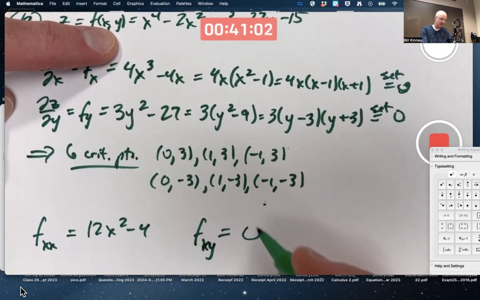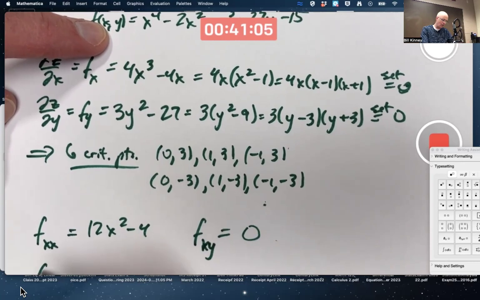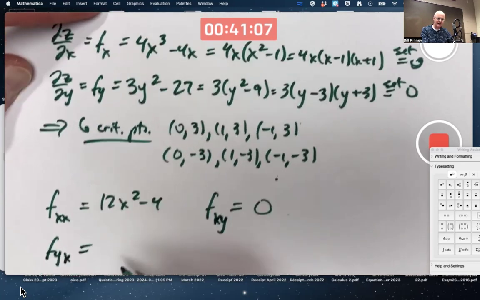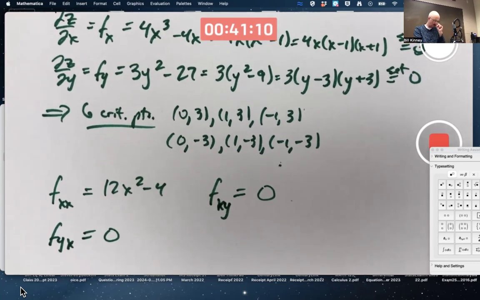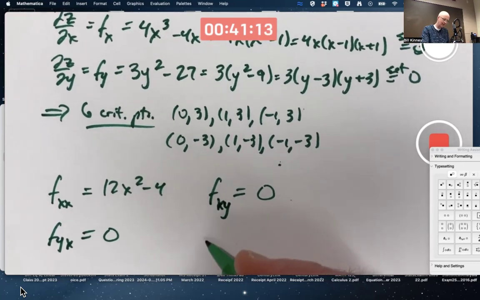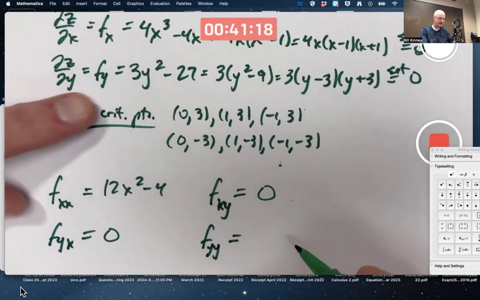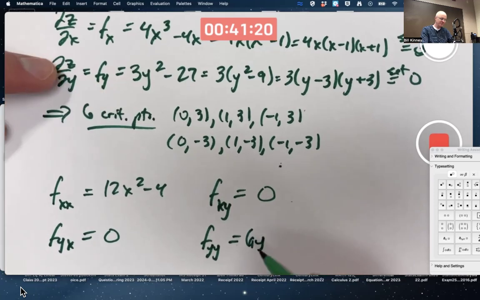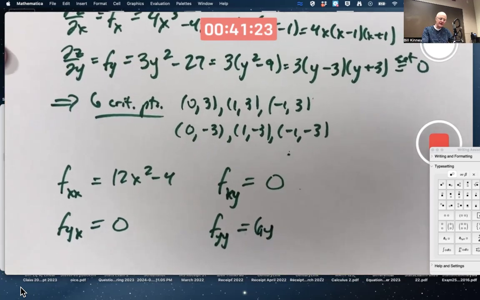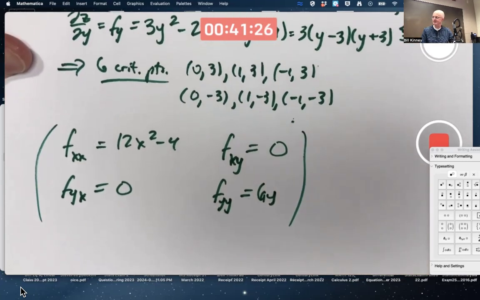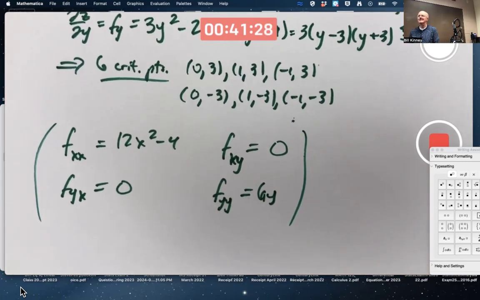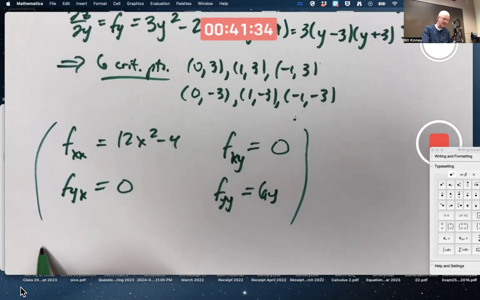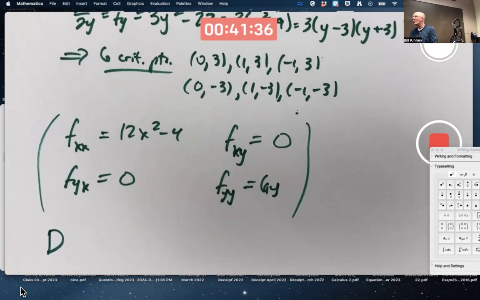Differentiate this with respect to y, you get 0. fyx, the other mixed partial, it has to be the same thing. 0, and it is. And fyy, differentiate that, you'll get 6y. You don't have to do this, but you can think of this as a matrix. And you can write down something called D, which is the determinant of this matrix.